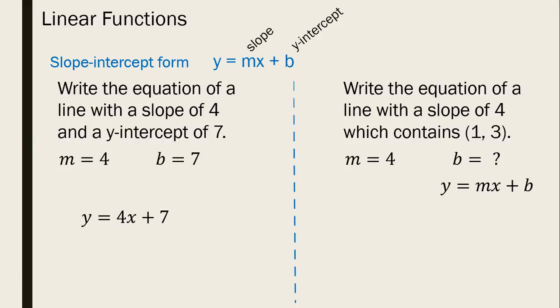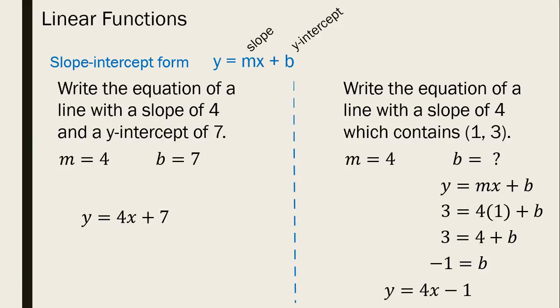So let's use the information that we have. We know that the slope is 4, so we'll substitute 4 in for m. We know that a point on the line is (1, 3), so we can substitute 1 for x and 3 for y. And then the only thing we don't know is b, which is our y-intercept. So if we solve the equation for b, we'll find out that our y-intercept is negative 1. And that's all the information that we need to write the equation, since we already know what the slope is. So y equals 4x minus 1.